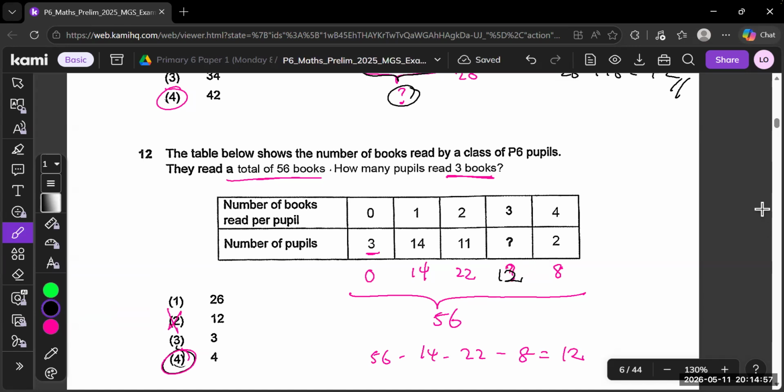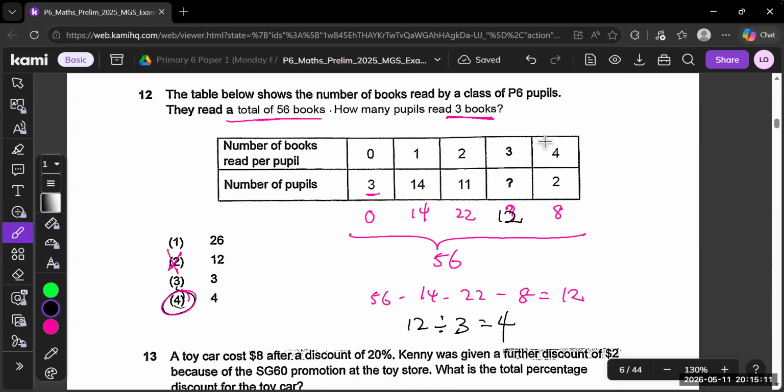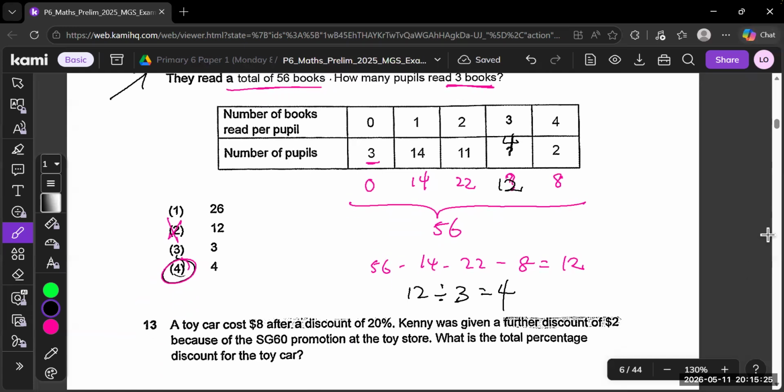The books read by some students. And every one of them read three books each. So what's the next step? If everybody read three books each, then 12 divide by 3 to get four students and not 12. 12 is the number of books, but you have four students who read three books each. And that's why the answer is 4. So maybe some of you got tricked by this question, right? You put answer number 2. So just have to be careful, read carefully.